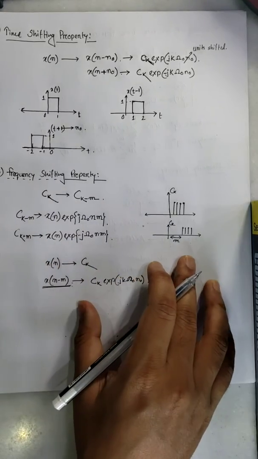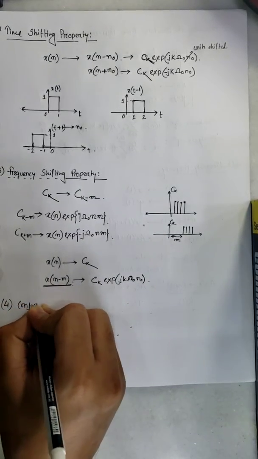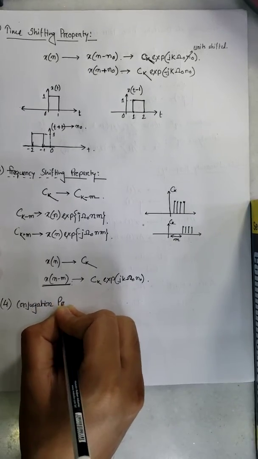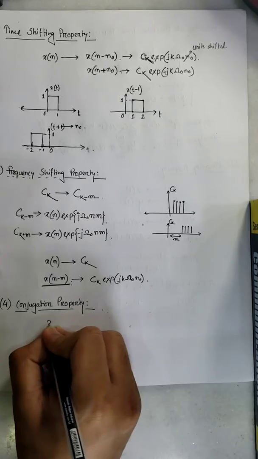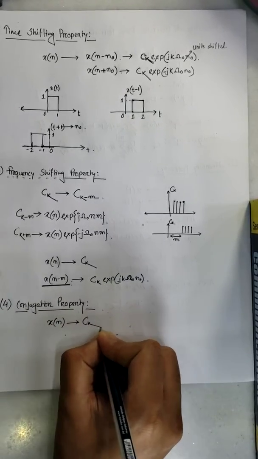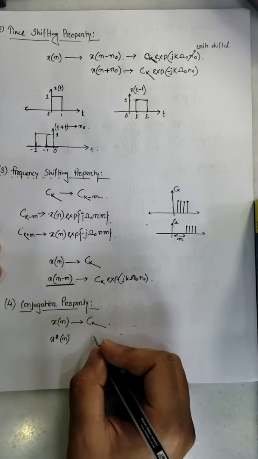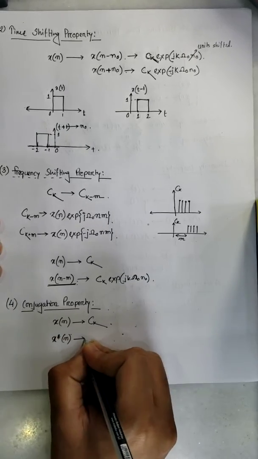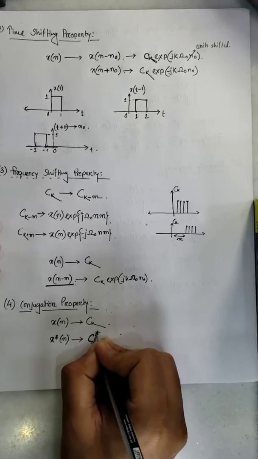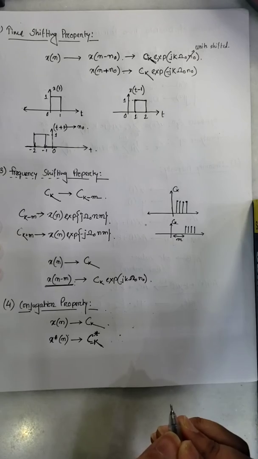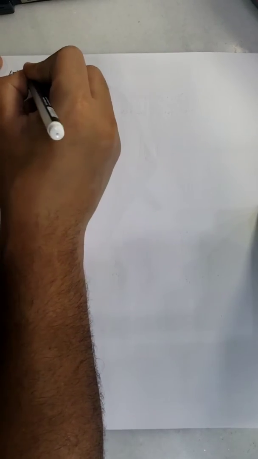Now, let's go to the fourth property, which is the conjugation property. Under this property, if x of n gives the Fourier series coefficient c of k, then x star n, where star means the conjugate, so x conjugate n will give the Fourier series coefficient equal to c conjugate of minus k. Now the fifth property is the time reversal property.